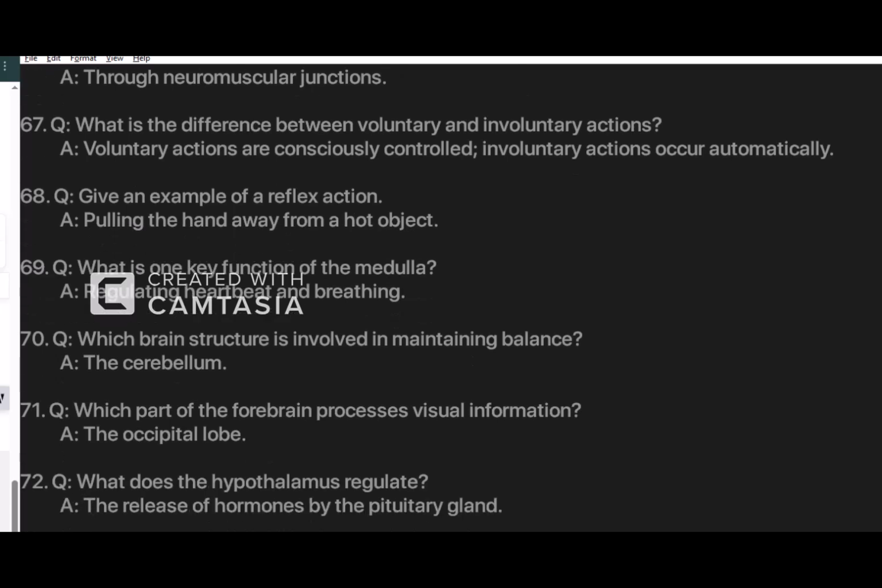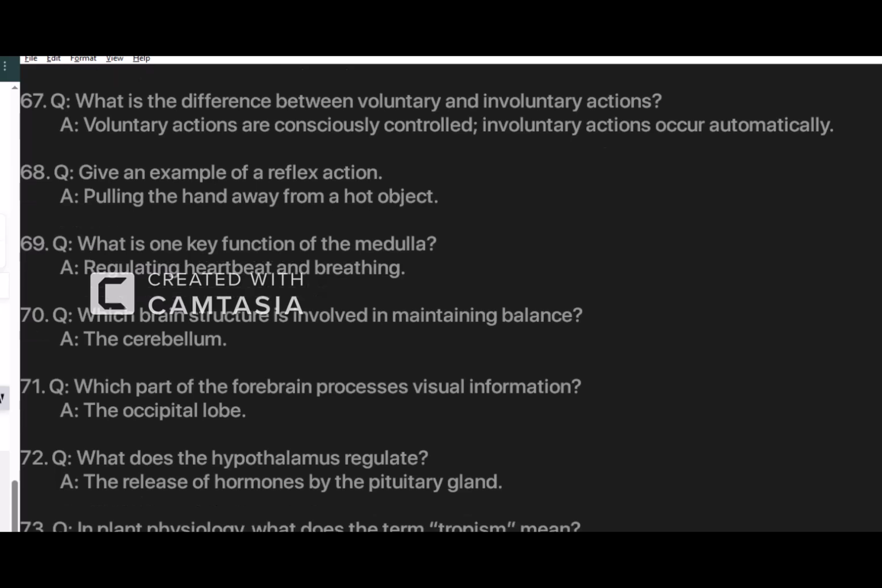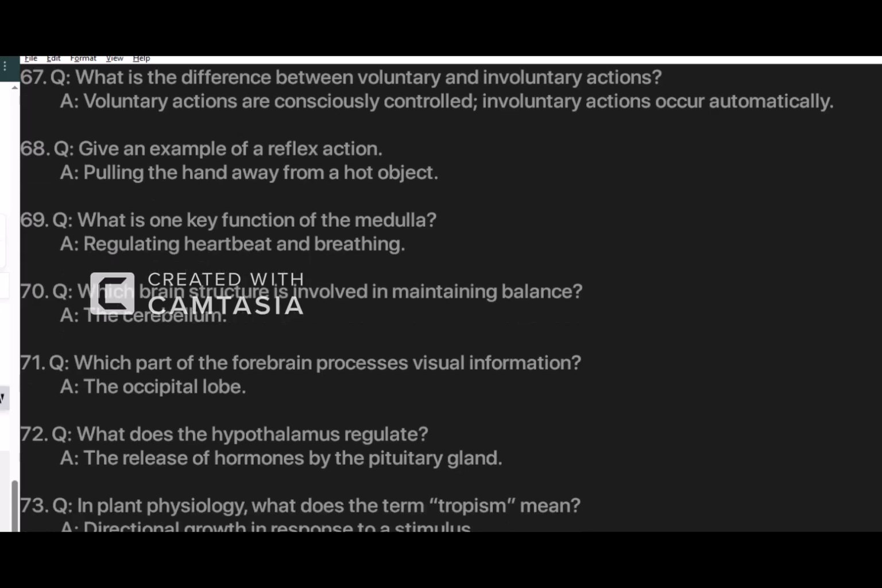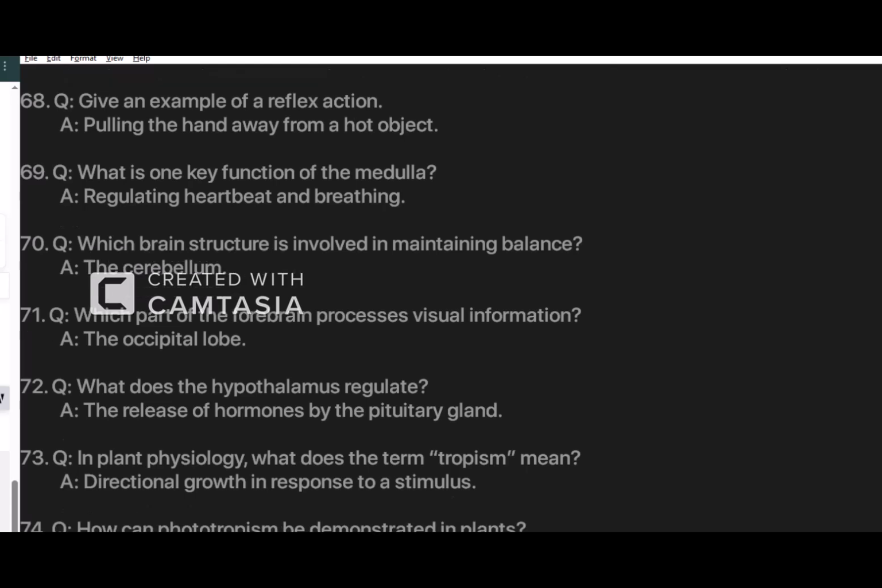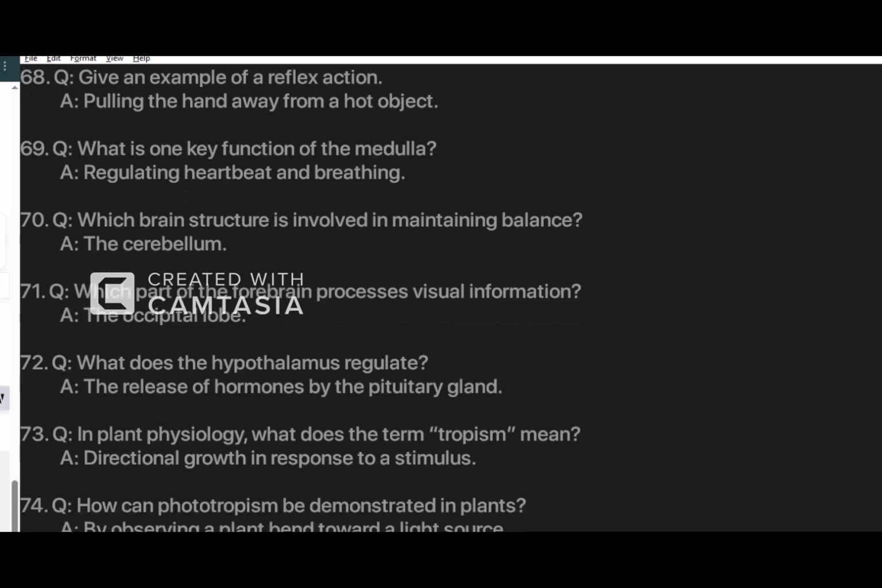72. Q. What does the hypothalamus regulate? A. The release of hormones by the pituitary gland. 73. Q. In plant physiology, what does the term tropism mean? A. Directional growth in response to a stimulus.